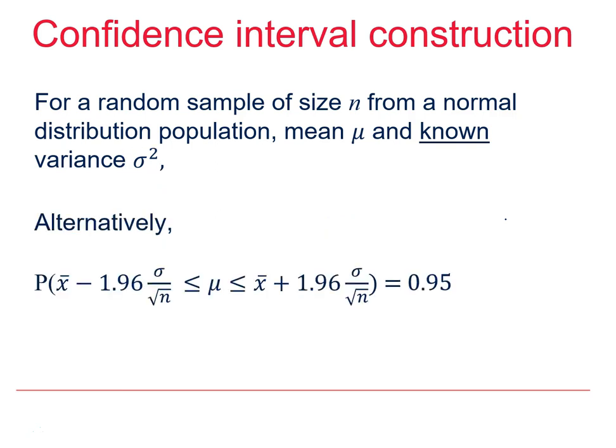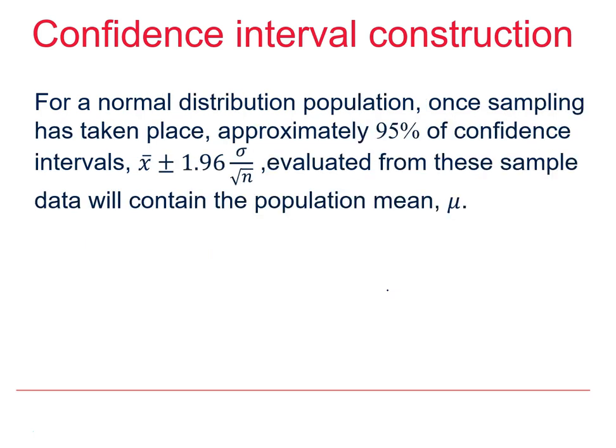And if we rearrange each side of that inequality on the previous slide, we obtain the fact that our unknown population mean mu will lie between x bar, our sample mean, plus or minus 1.96 multiplied by sigma over root n, with probability 0.95. This is the important formula, or statement, to remember when constructing confidence intervals. And here we have it summarised.